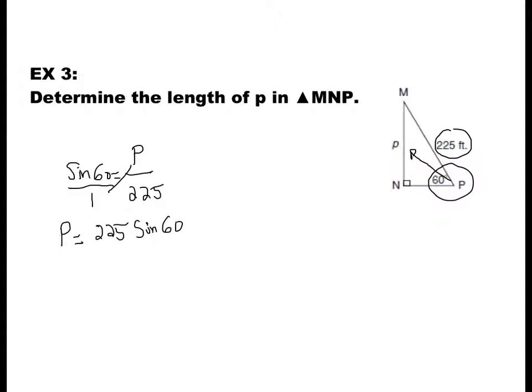It's not radian. Otherwise, again, your answer is going to be incorrect. So what is 225 times sine 60? Well, 194.9, or I guess 195. Okay, 194.9 meters. Oh, I'm sorry, feet, because the unit is in feet.